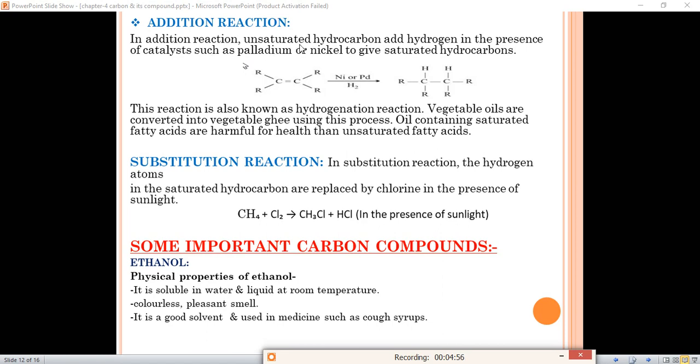In addition reaction, unsaturated hydrocarbons, meaning the hydrocarbons which contain a double bond or triple bond, add hydrogen in the presence of a catalyst such as palladium or nickel to give saturated hydrocarbon.